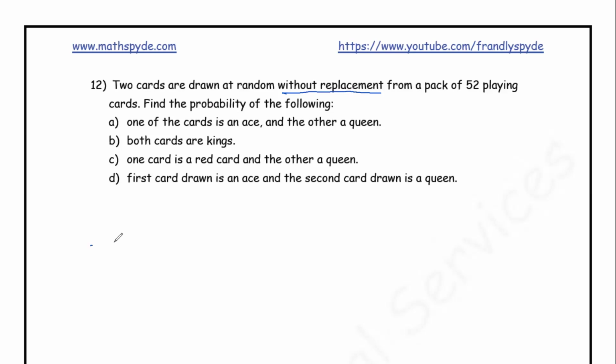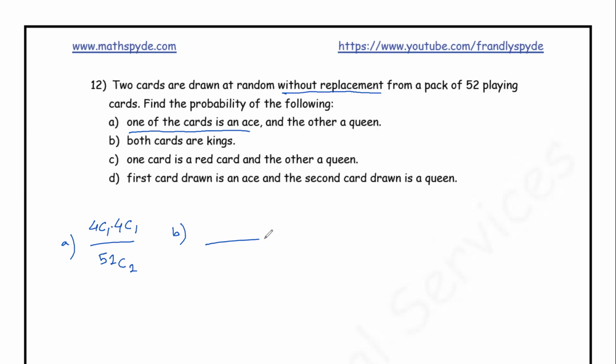So first of all, I'm going to write down the total outcome. Total outcome is you randomly pick two cards out of 52. So how many possible combinations are there? 52 C2 combinations are there. And from those combinations, we have to pick one card an ace, and the other a queen. So these are the possible combinations for the ace, and these are the possible combinations for a queen, and you multiply them, and that's your answer for A.